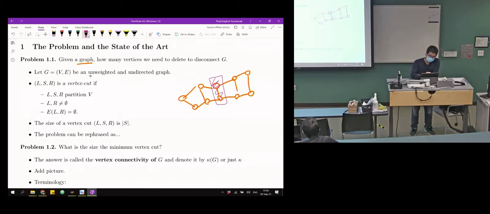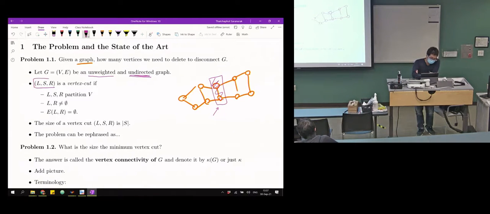In this lecture, we will just think about unweighted and undirected graphs. But this problem makes sense for weighted graphs too, where you basically want to find the set of vertices with smallest total weight, and delete them to disconnect the graph. You can talk about directed graphs too, but not today.